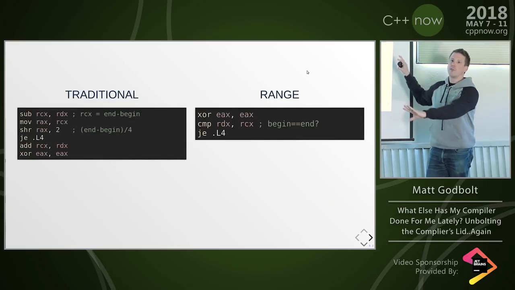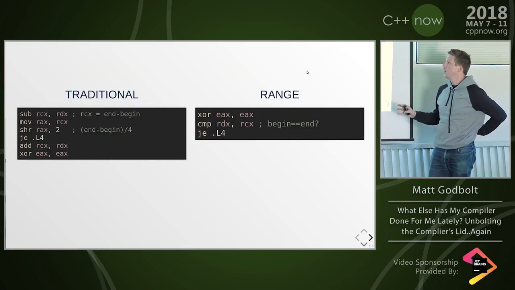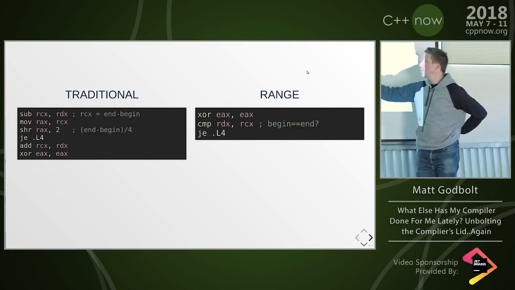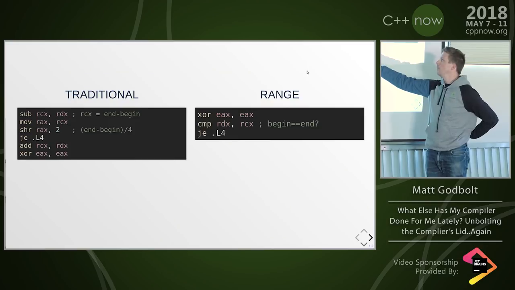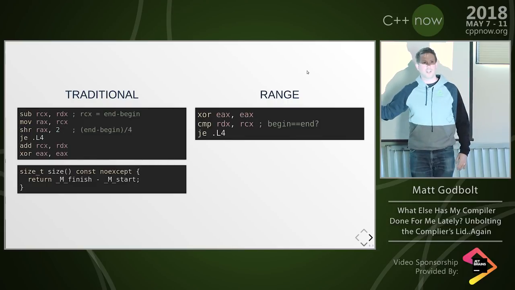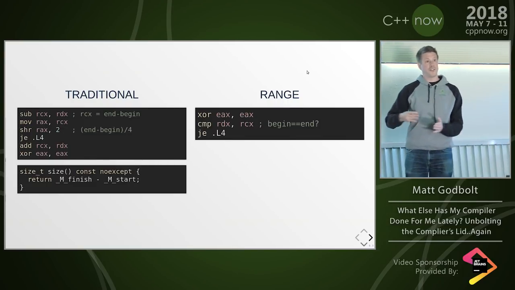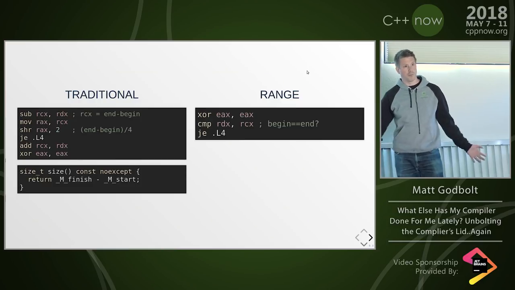And then this is where we diverge. On the left-hand side, I've got the traditional version. On the right-hand side, I've got the range version. So in the traditional version, what's happening here is we're subtracting begin from end. And then we're dividing it by 4, by shifting it right by 2. What's that? That's getting the size. You know, we said that's what we're doing. We're for i equals 0, i is less than size, plus plus i as we go over the vector.